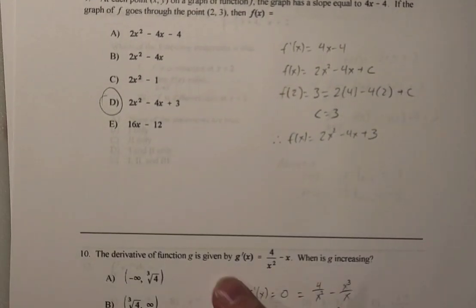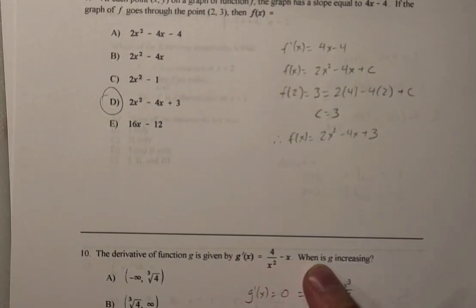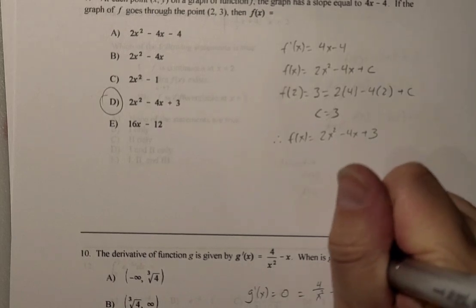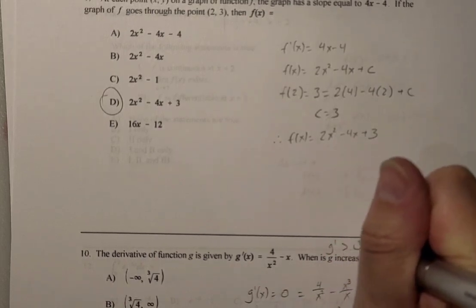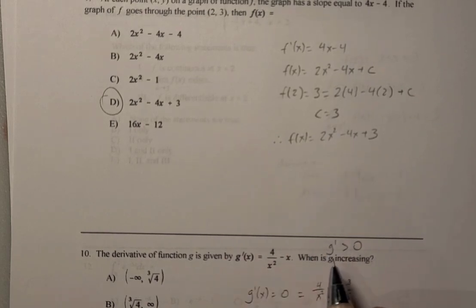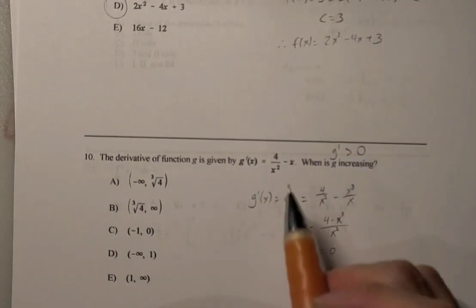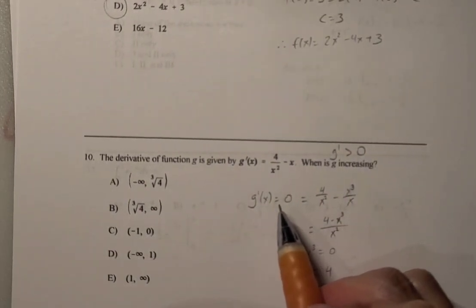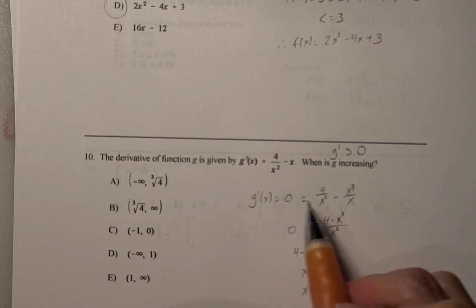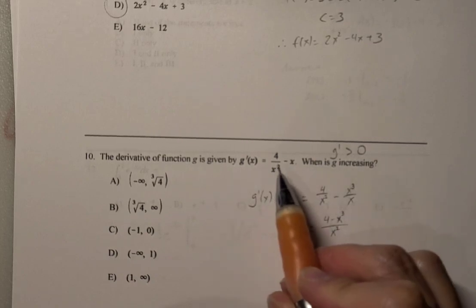The derivative of a function g is given by this guy. When is g increasing? So we want to find when g prime is greater than 0, because like in the other problem, when the function increases, the derivative is positive. Okay? So we're going to do the first derivative test, basically. So we want to set g prime equal to 0. So we want to set this equal to 0.